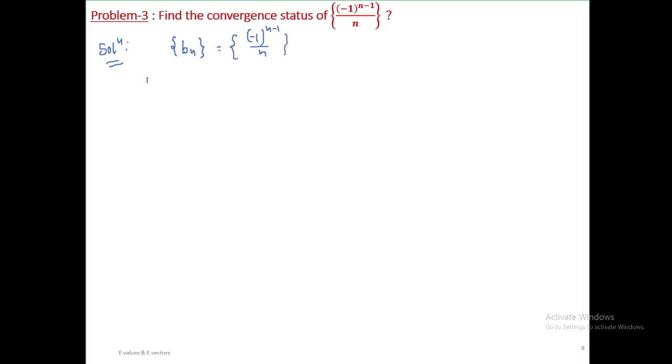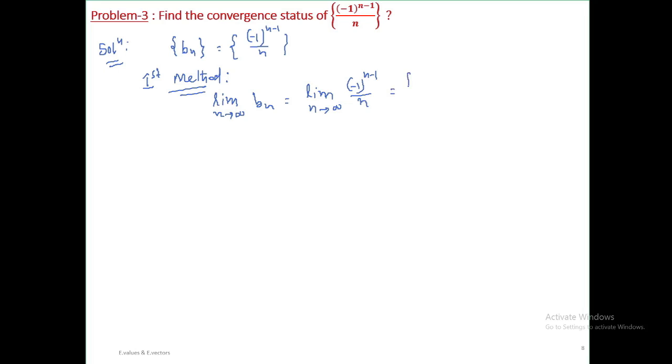So first method, you find the limit of this sequence by limit concept. If you are able to find the limit, that is fine. Limit n tends to infinity bn. If you are unable to find the limit, then go to the second method, that is subsequence method. That is second method. So limit n tends to infinity. What is bn? Minus 1 whole to the power of n minus 1 divided by n. You can do like this also. Okay. If you are able to find limits, it is fine.